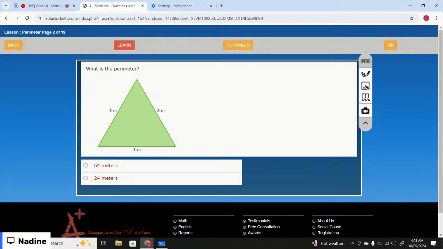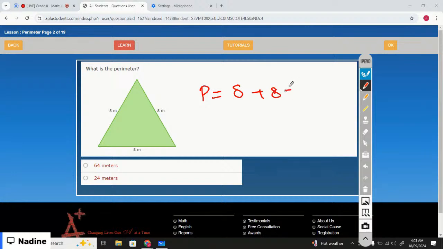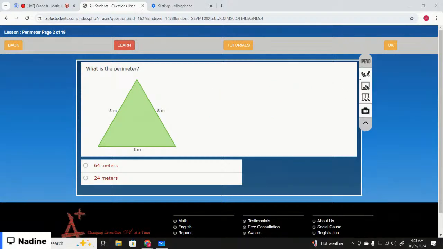What is the perimeter? You simply have to add all the side lengths for the perimeter. So just add, that is 24 meters, right? Option number 2 is the correct option.